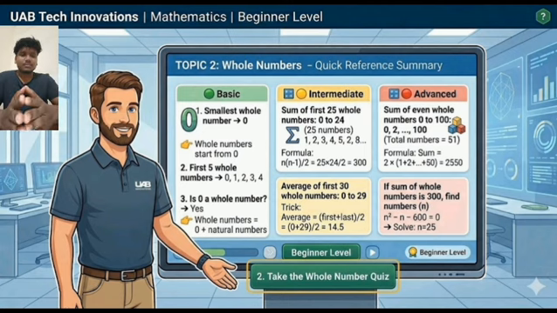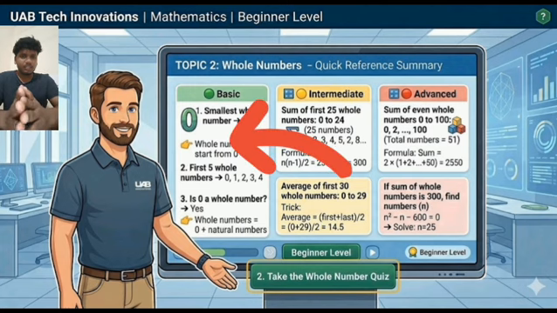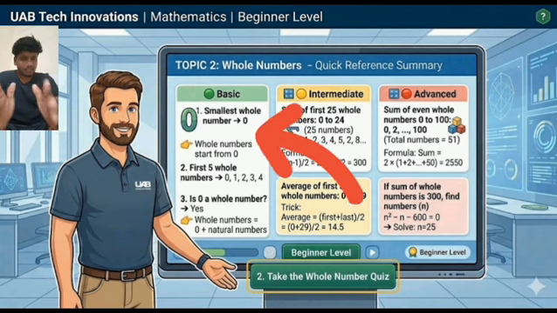What are whole numbers? Here I am displaying one poster. Whole numbers are nothing but the numbers starting with 0. Another way we can say it: the combination of 0 plus natural numbers is nothing but whole numbers. Yes or no? Yes, no problem at all. The smallest whole number is 0. The greatest whole number is n; we can't predict it. The first 5 whole numbers are 0, 1, 2, 3, 4.